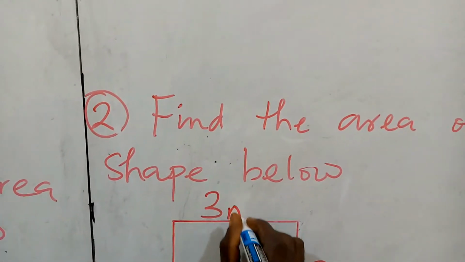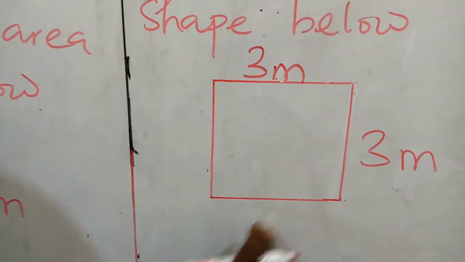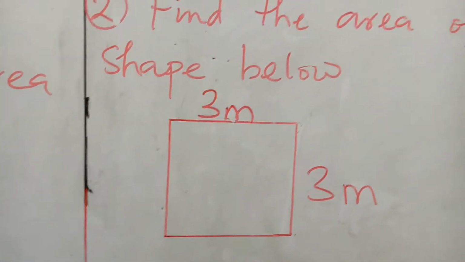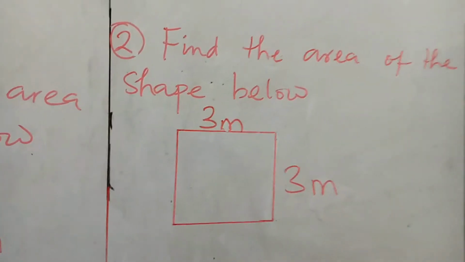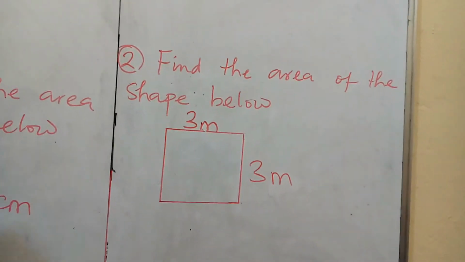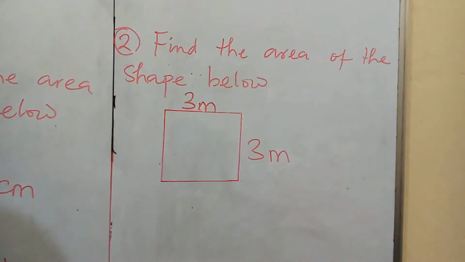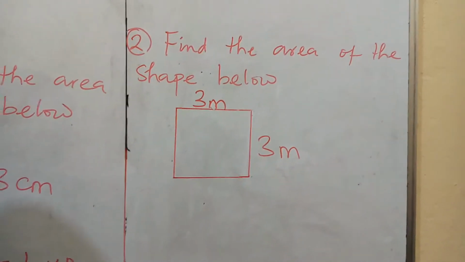So this other side is what? 3 meters. This other side is also 3 meters. This other one is also 3 meters. But since we are going to make use of only 2 sides, we are going to limit ourselves to just these 2 sides, because we don't need the other side. All right? So now, we can solve our problem.